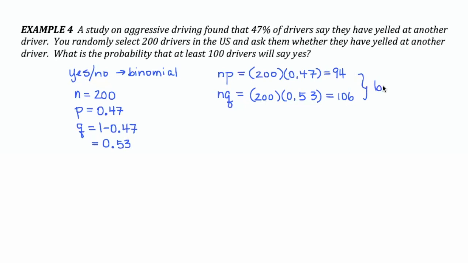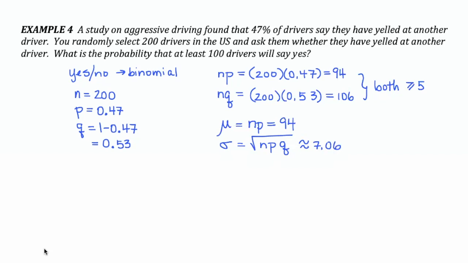And since both of these values are greater than or equal to 5, we can use a normal approximation. Once we know that we can use the normal approximation, we're going to use the formula for the population mean, which is n times p, which we know is 94. And for the standard deviation, it's the square root of n times p times q. And if you type those in and take the square root, you're going to get approximately 7.06.